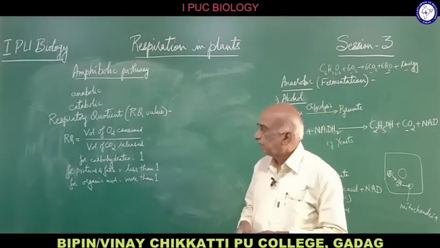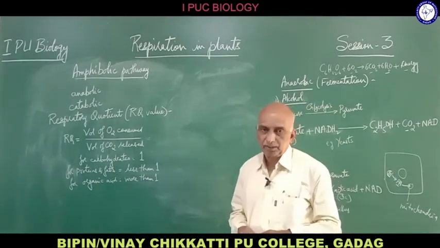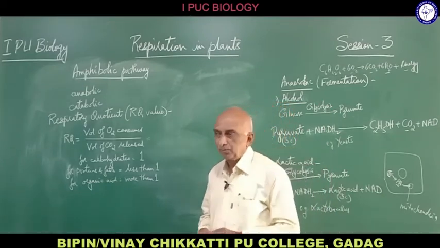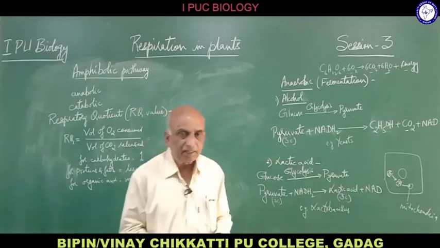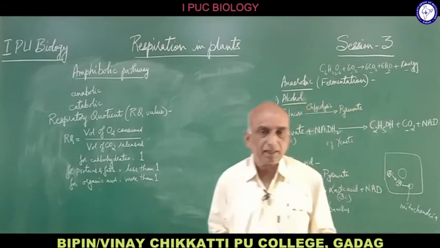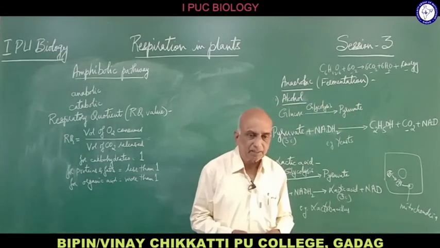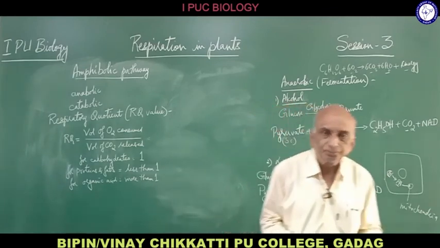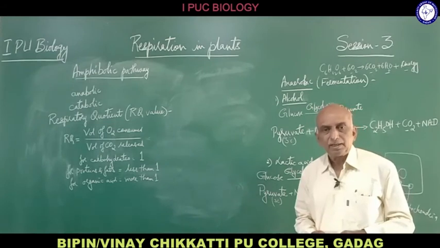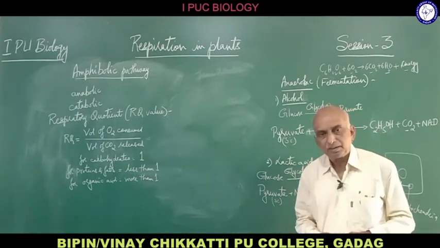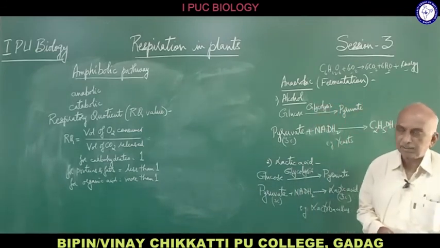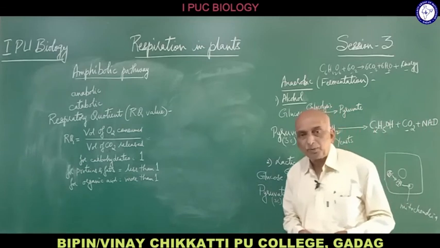Then there is amphibolic pathway and respiratory quotient. Cellular respiration is considered an amphibolic pathway because it involves catabolic reactions and anabolic reactions. The anabolic reactions are seen in the Krebs cycle. There are some steps of the Krebs cycle where they appear to be anabolic, and the other part of the respiration shows it is catabolic. So both anabolic and catabolic are seen in the respiration, hence it is called an amphibolic pathway.